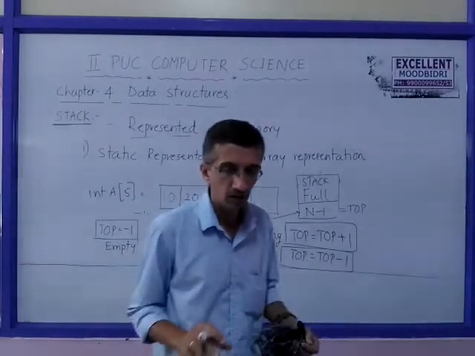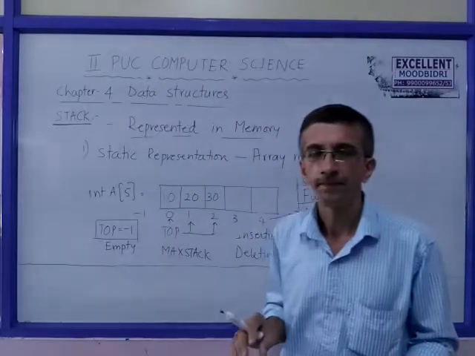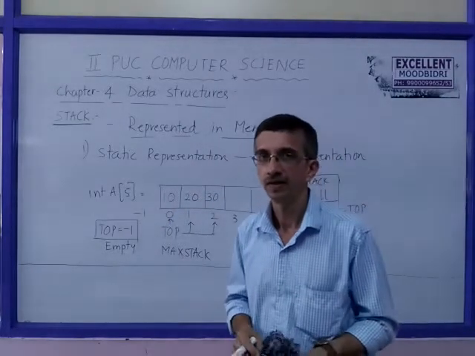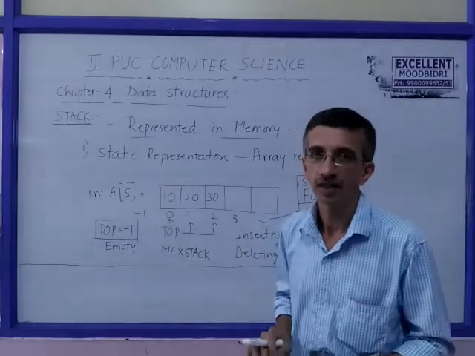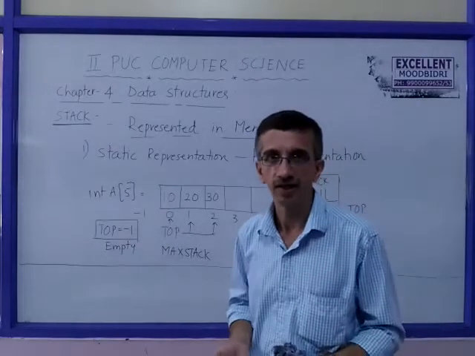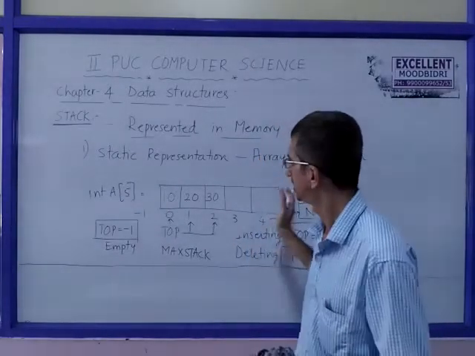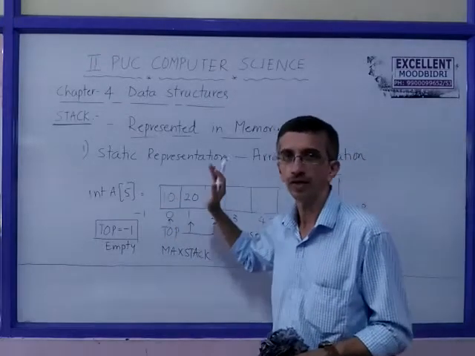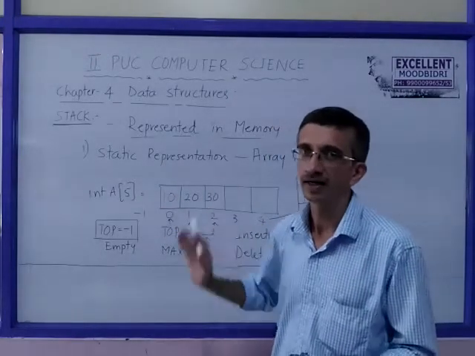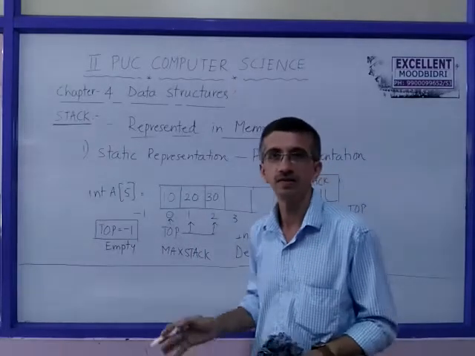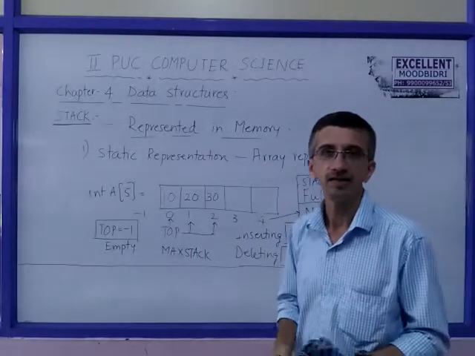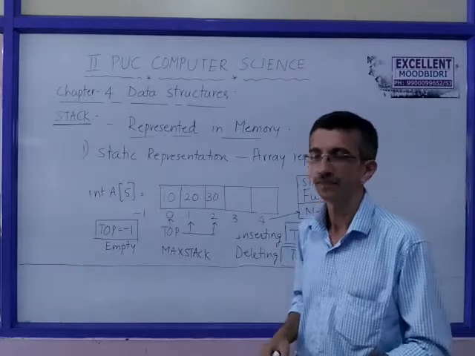So thus, restricting to the conditions: when we take an array, a fixed number of items are allocated and can be accommodated into the array. Insertion should happen at the top end only, and removal also must happen at the top end. So with respect to these conditions, the array is represented as a stack in the memory.